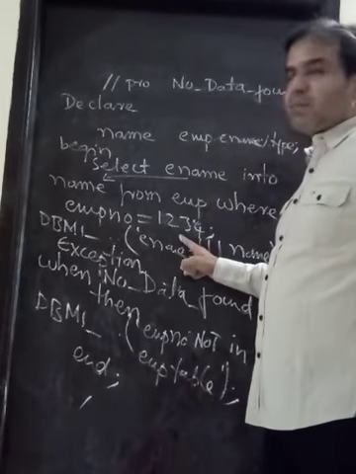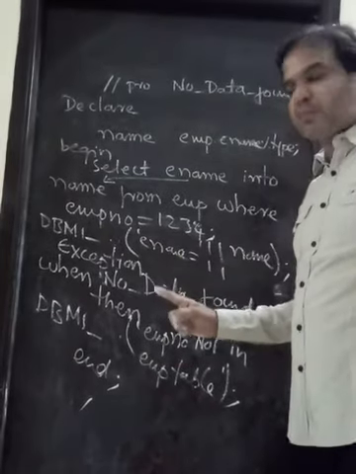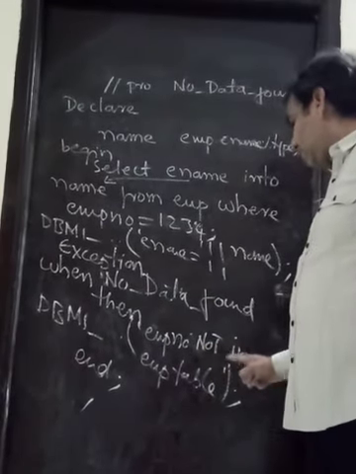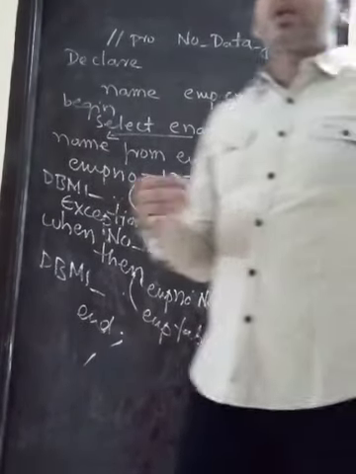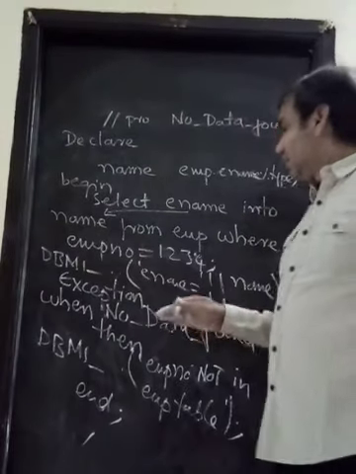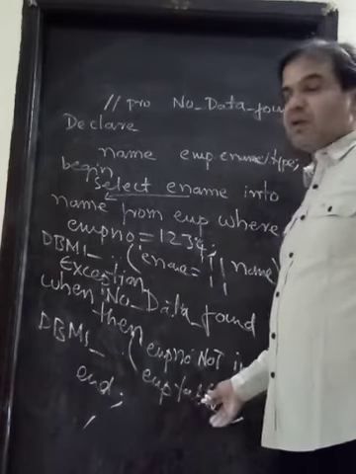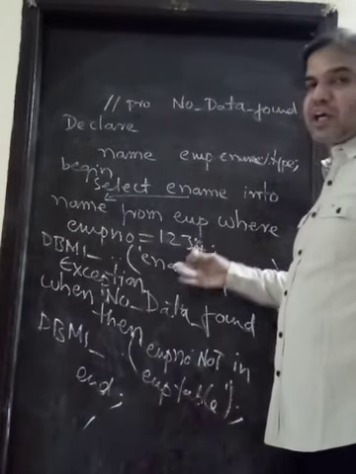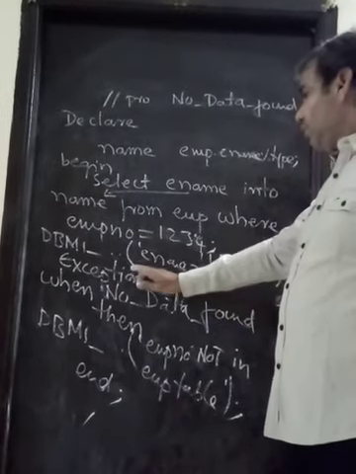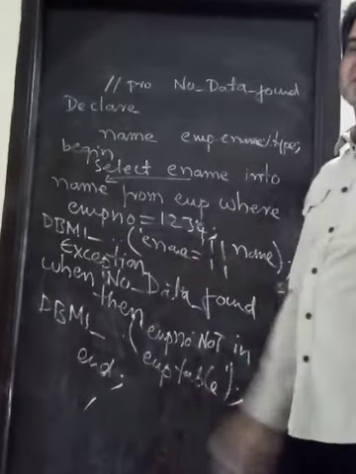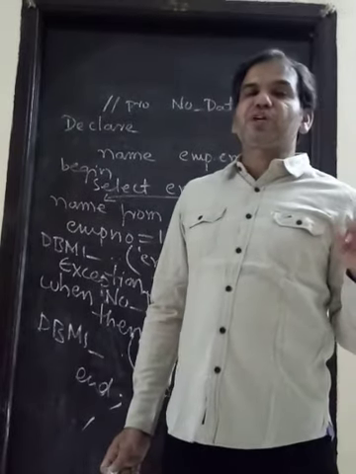This employee number not in employee table, this exception will be raised. It will display a proper message, employee number not in employee table. So when you specify an employee number which is not in the employee table, only then this exception will be raised. Suppose you take any number which is in the table, at that time the exception will not rise. It will display the output as that employee name. So this is one example of a predefined exception, no data found.